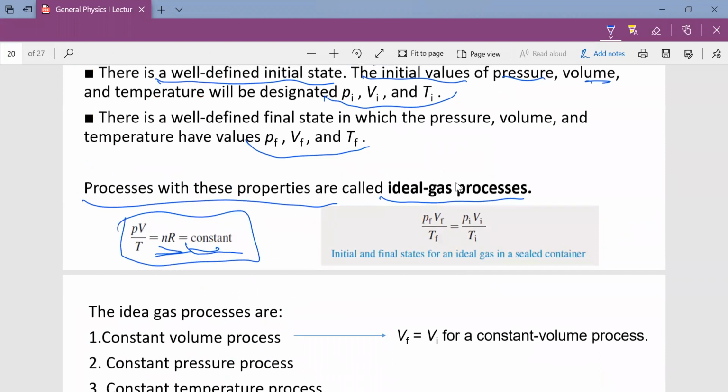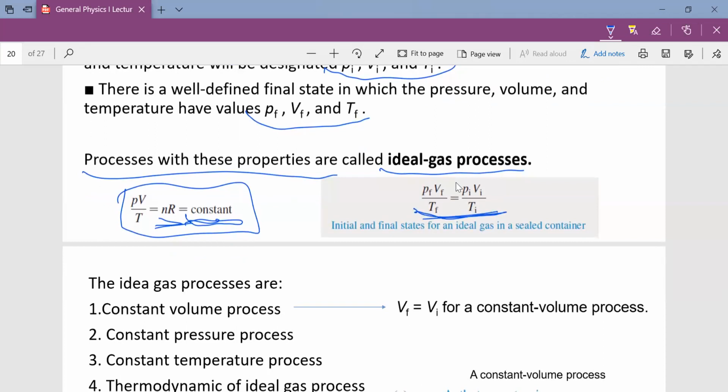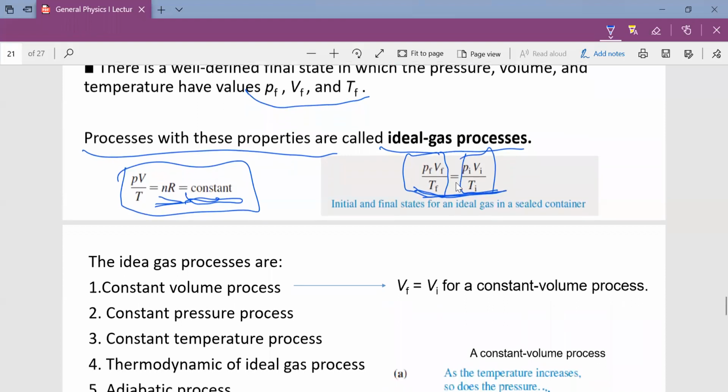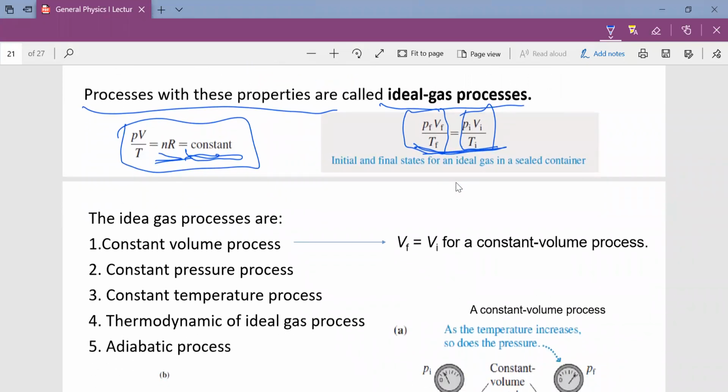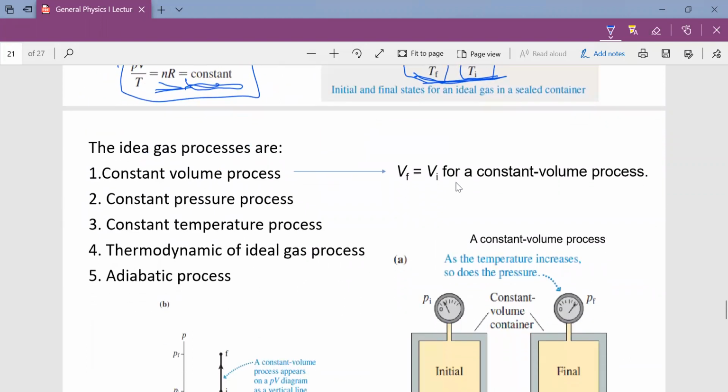So this expression simply means that PV over T of an ideal gas is constant, it's unchanging. That means if you measure it at the initial state, use it, and measure it again, the initial state will be equal to the final state. Saying that this is equal to this is simply buttressing the idea of conservation, the conservation law. But we actually can vary each of these parameters depending on the process we are considering.